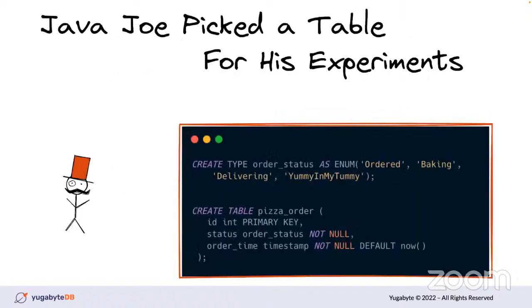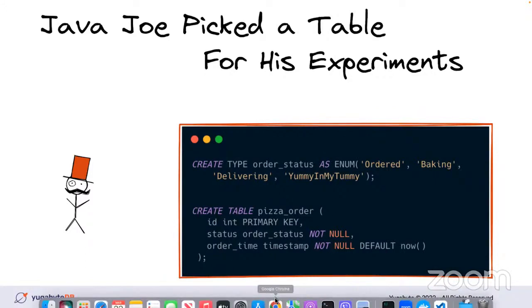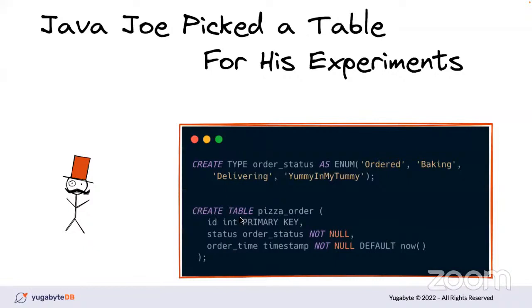So let's switch to the terminal. What Java Joe did, he created a simple table, pizza order, with 3 columns: pizza order ID, status, and the order time. That's enough for us to understand the internals of garbage collection in PostgreSQL.